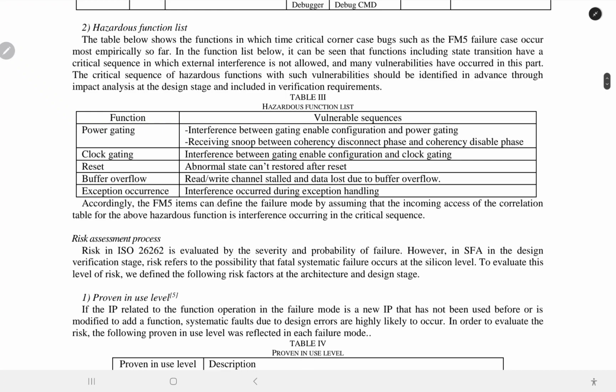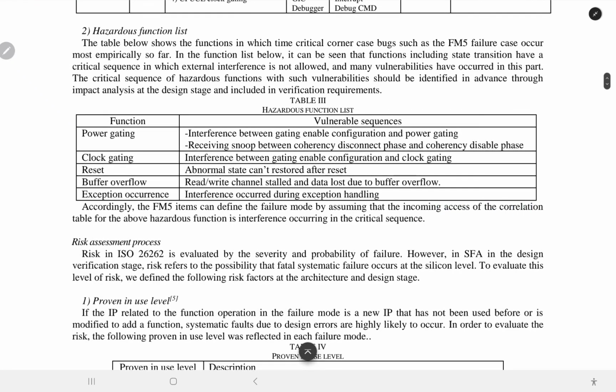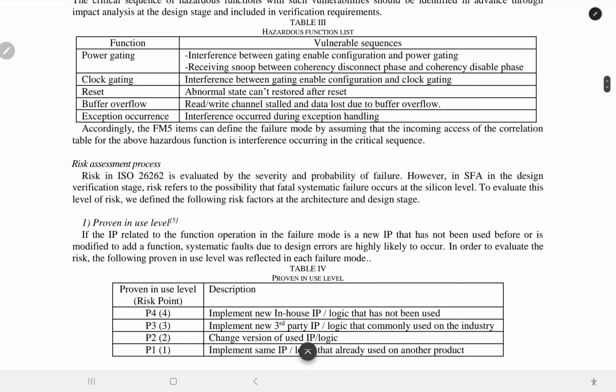According to FM5, items can be in the failure mode by assuming that the incoming access of the correlation table for the above hazardous function is interference occurring in the critical sequence. The risk assessment process. Risk in ISO 26262 is evaluated by the severity and probability of the failure. However, in SFA in the design verification stage, risk refers to the possibility that fatal systematic failure occurs at the silicon level. To evaluate this level of risk, we defined the following risk factors at the architecture and design stage.